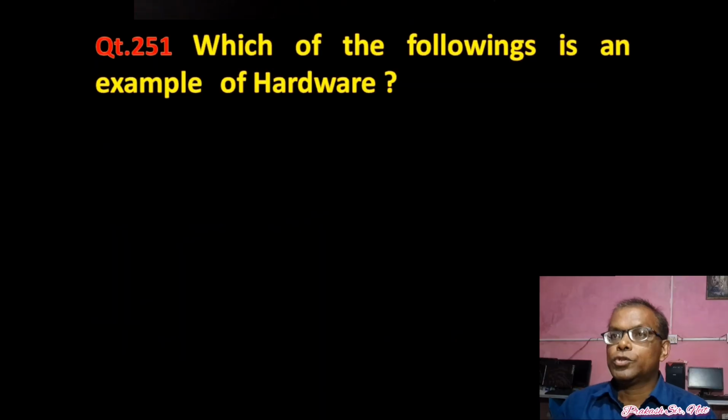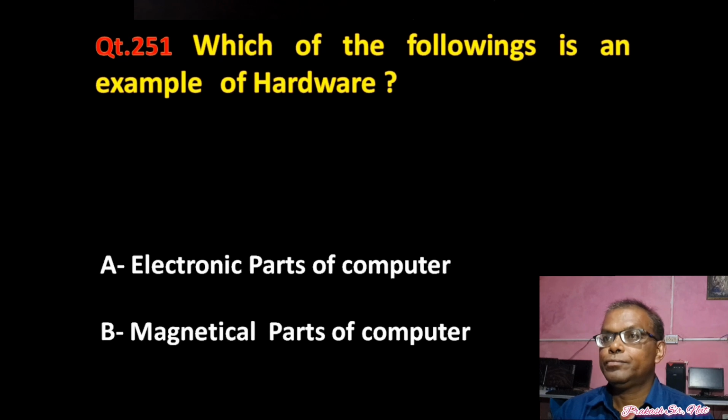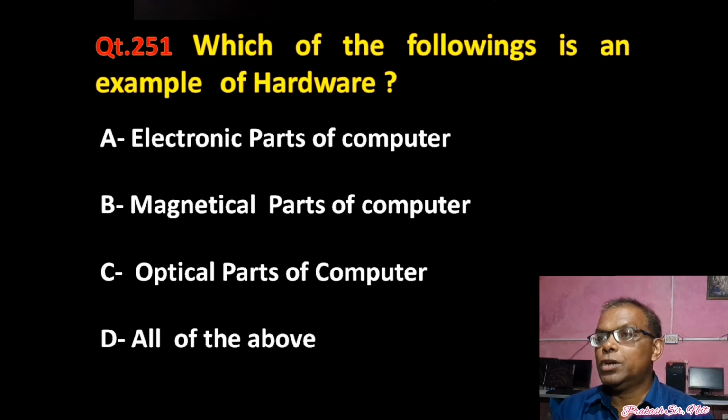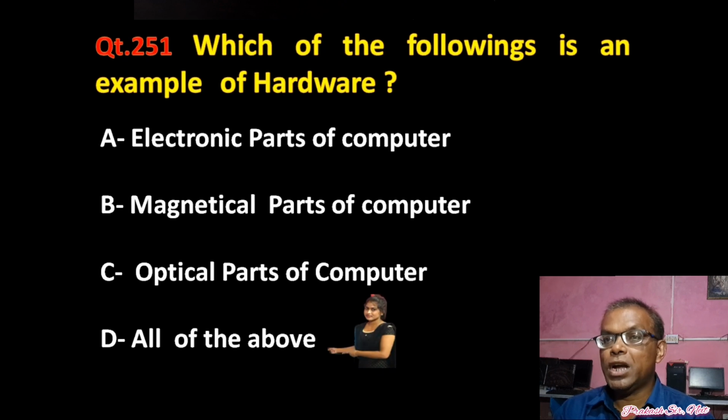Then let us check one by one all these questions. Question number 251. Which of the following is an example of a hardware? Electronic parts of computer, magnetical parts of computer, optical parts of a computer, all of the above. Now the correct answer is all of the above, because hardware refers to electronic parts, hardware refers to magnetical parts, hardware refers to optical parts. So that is why point D is the correct answer.